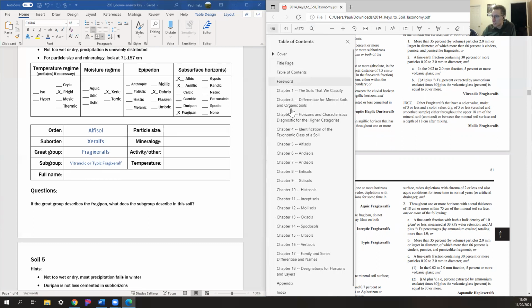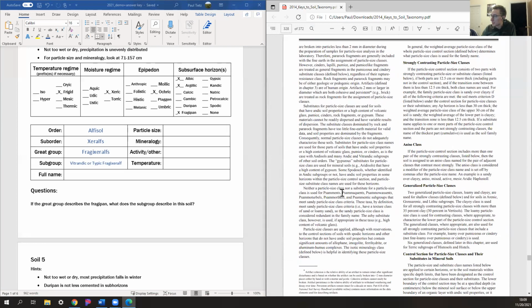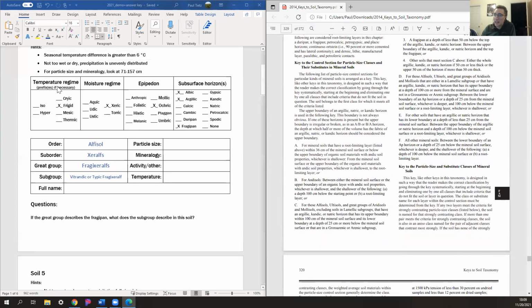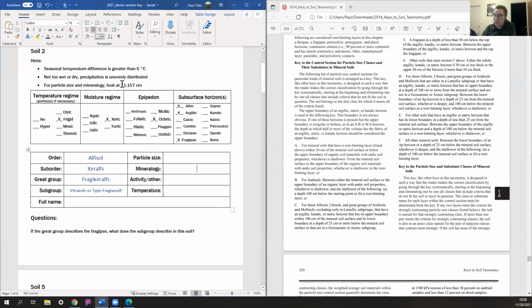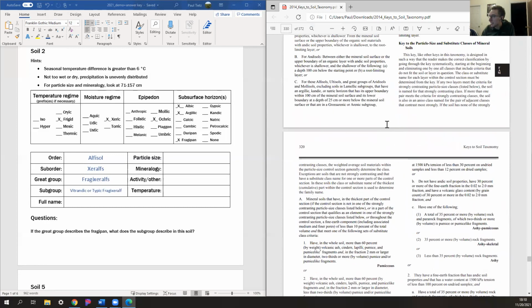We're going to skip to chapter 17 now to do our family and series differentia and names. And we'll start with our particle size class. So check our hint again. Our particle size and mineralogy control section is going to be 71 to 157 centimeters. I'm going to tell you when that's important to consider in the hints. This is just the most important section to consider for our particle size class. So looking at our taxonomy book here, this is page 319, 320.